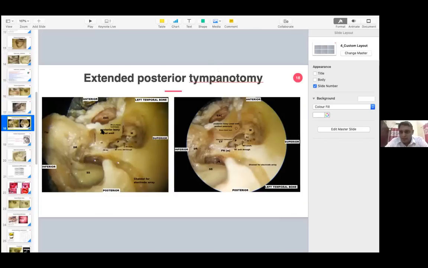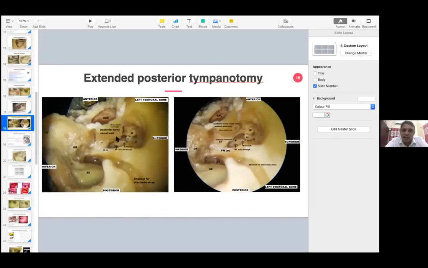So Brackmann's technique, or Bruce Gantz technique modified, is the extension of the posterior tympanotomy anteriorly. That means an anteriorly extended posterior tympanotomy. How do you do that? You do a posterior tympanotomy as described. You extend the posterior tympanotomy superiorly by taking out the incus buttress, and inferiorly by sacrificing the chorda tympani. That means you are extending superiorly and inferiorly.